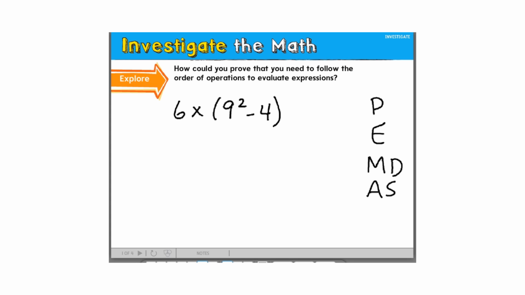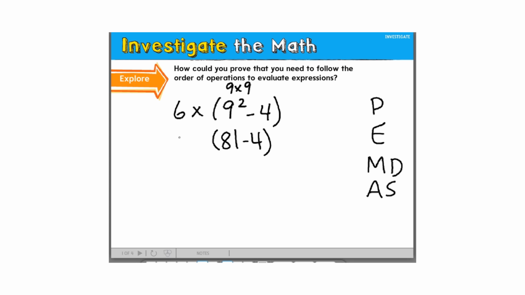So 9 to the second power, does that equal 18? I heard some yeses and I hear some no's. 9 to the second power really means 9 times 9, right? It doesn't mean 9 times 2. It means 9 times 9. So it's the 9 twice, like 2 times. So 9 times 9 would be 81.